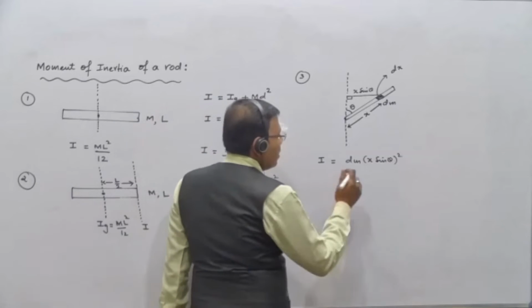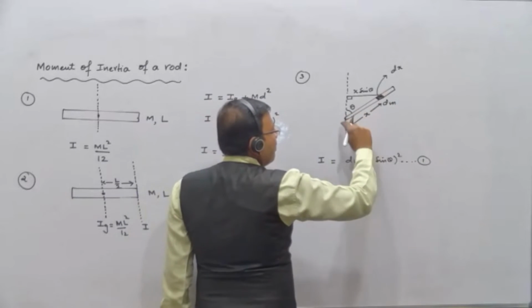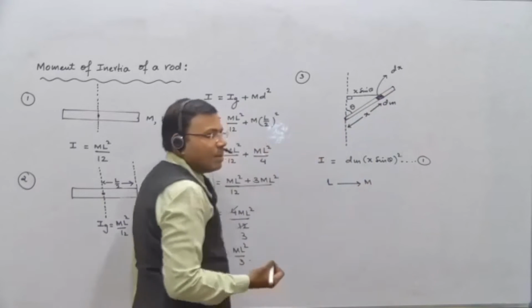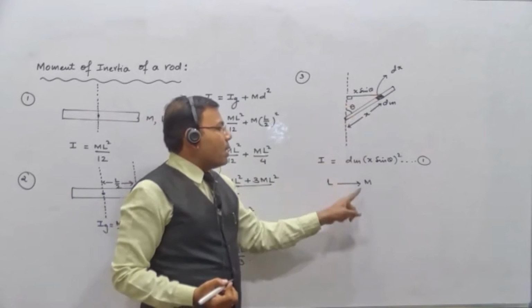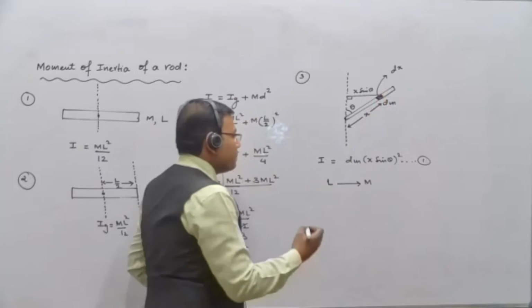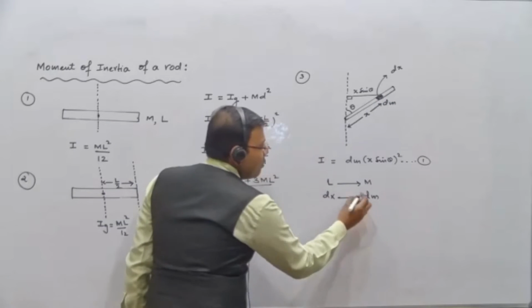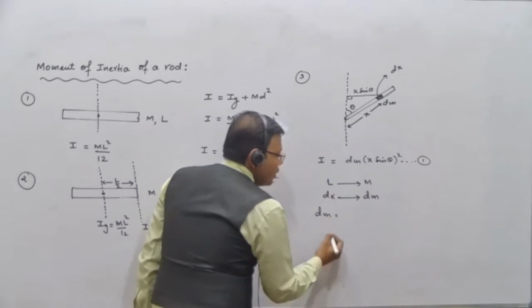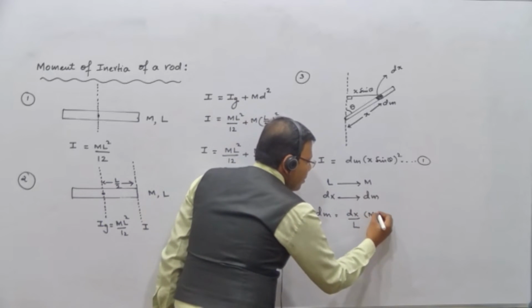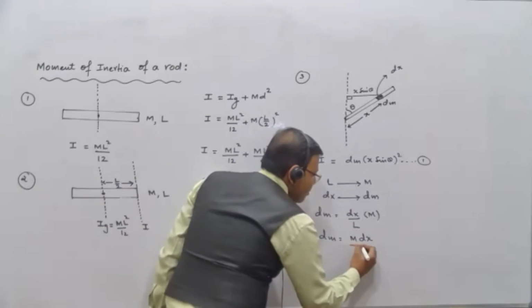So for this, suppose this is equation 1. I take the complete length L, for which the mass is M. Unitary method I am applying. For complete length L, mass is M. So for this dx length, how much is the mass? For dx, how much is the mass? The dm. So let us calculate what this dm is. dm is equal to, by the unitary method, dx by L into M. Therefore, this dm we can write as M dx by L.